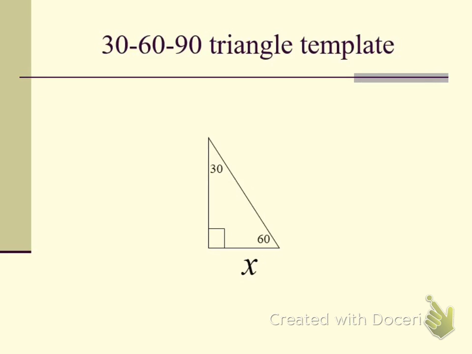We labeled the shortest side, which is across from the smallest angle, as X. The middle side, or the side across from the middle angle, 60, is X times the square root of 3. And across from the right angle, or the longest side, is 2X.